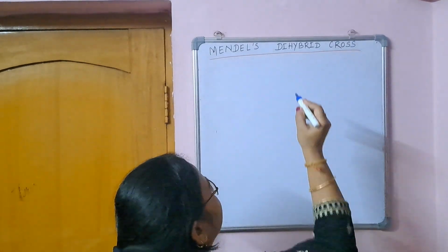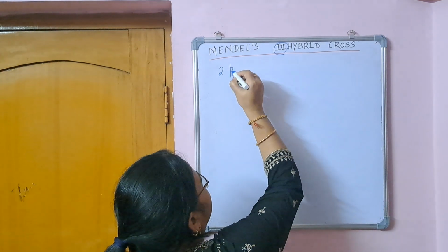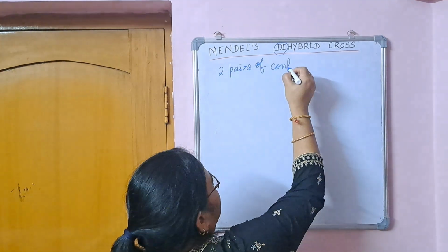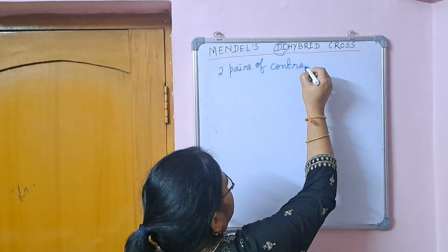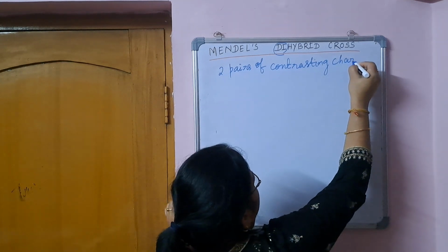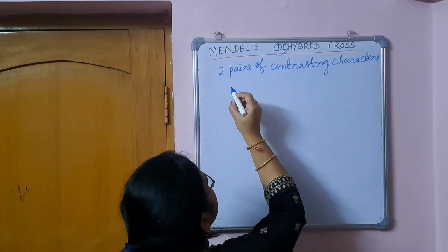Today's topic is Mendel's dihybrid cross. Here the term "di" is there because we have taken two pairs of contrasting characters. Now let us take one example for Mendel's dihybrid cross.